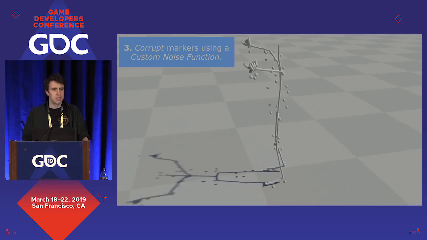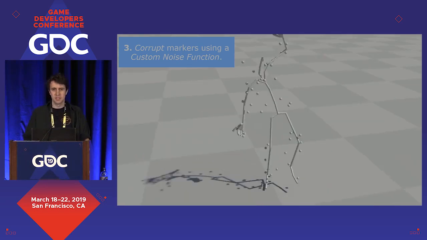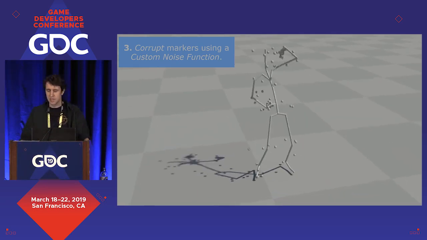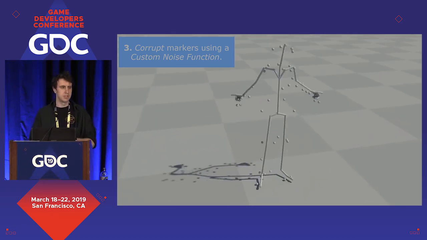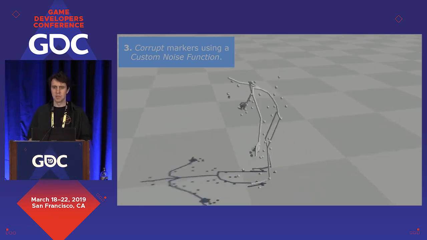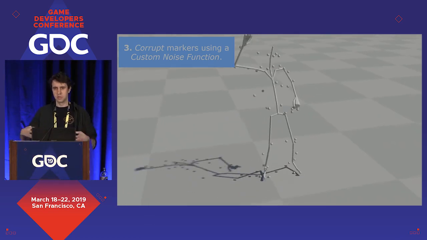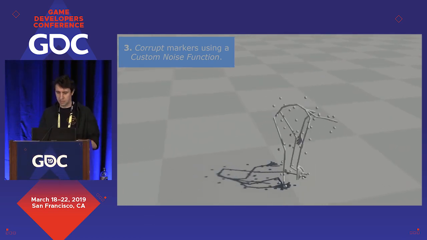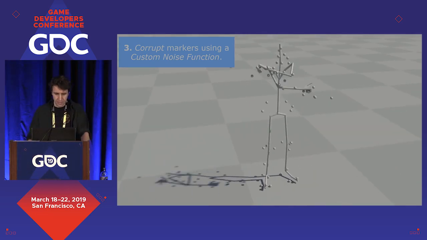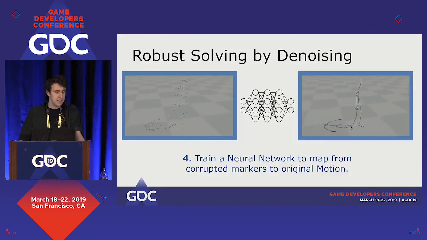And then we corrupt these markers. We have a custom noise function which tries to emulate some of the errors we see in motion capture. For example, removing markers as if they were occluded, or shifting them away as if they were swapped or completely in the wrong position. And then at a very high level, we train a neural network to map from this corrupt data back to the original clean skeleton.